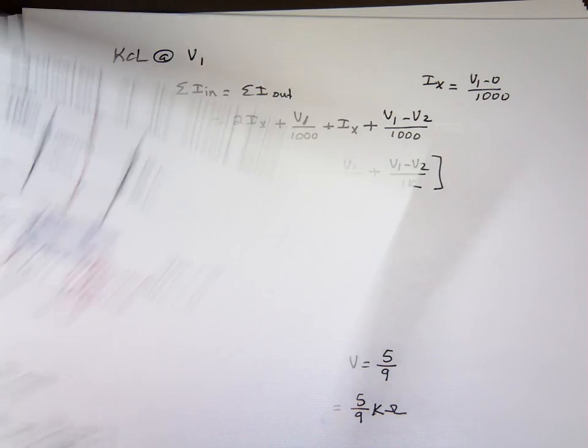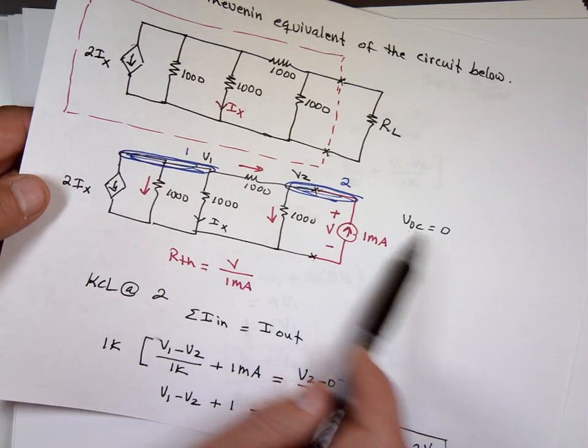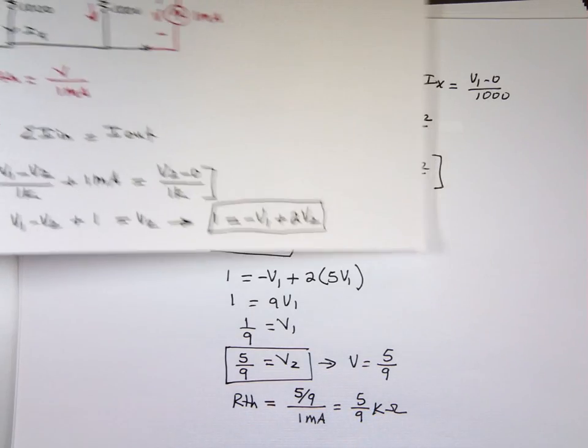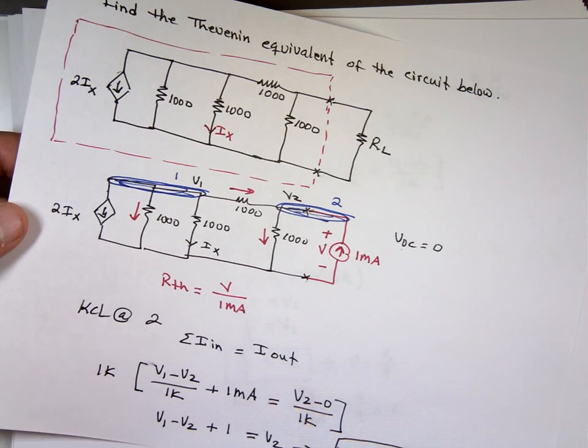V open circuit, or V Thevenin, will be 0, and R Thevenin will be the voltage divided by the current. You can assign any number you want there and calculate the voltage.